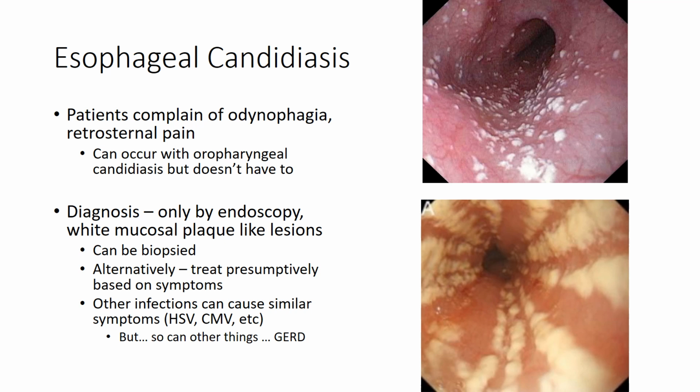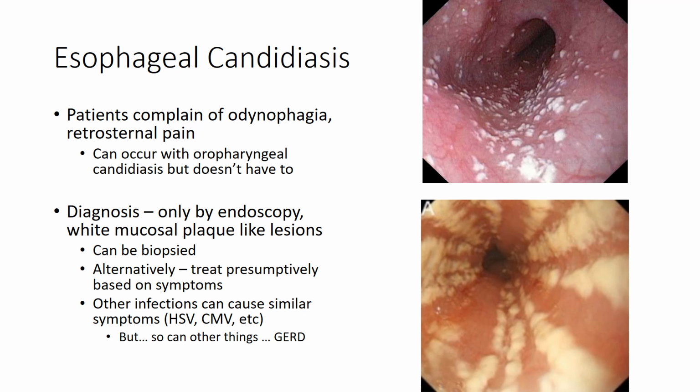The top picture is a little bit less severe than the picture on the bottom, but you can see that it can have some pretty severe lesions shown. If you do have a diagnosis based on the endoscopy, you can do a biopsy, or what many people will do is they'll treat presumptively based on symptoms because that's less invasive, and patients tend to be better equipped to handle the treatment rather than the biopsy.